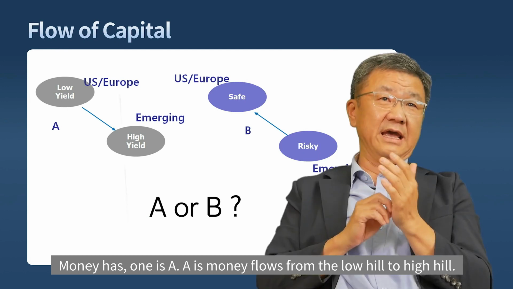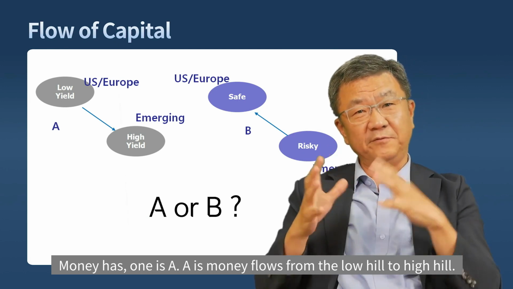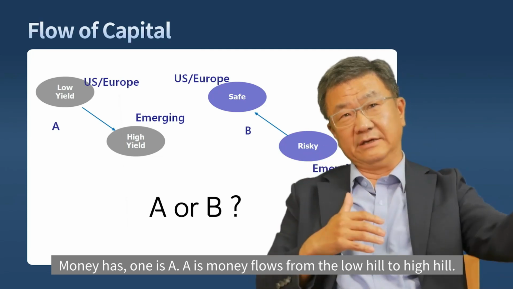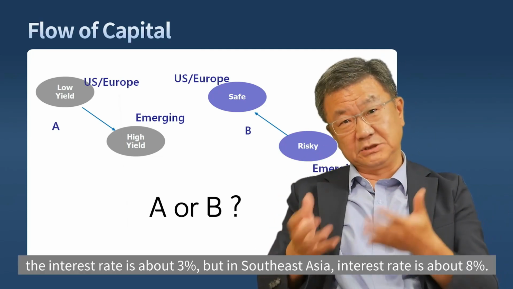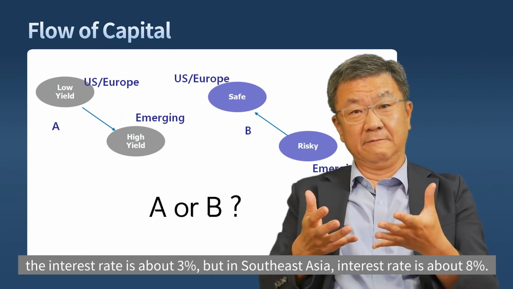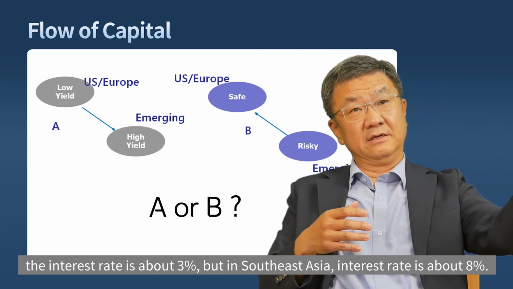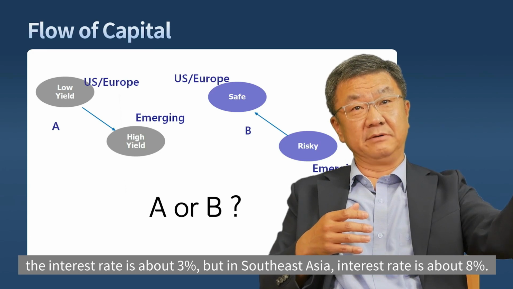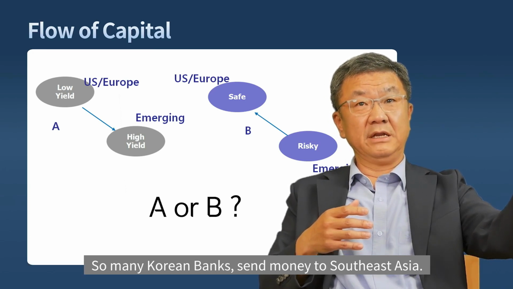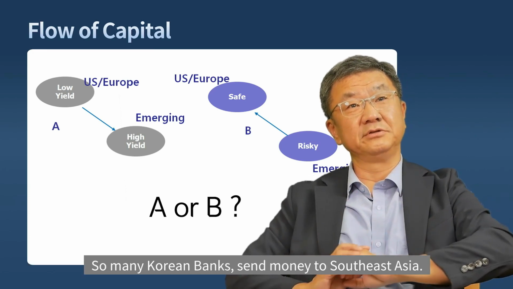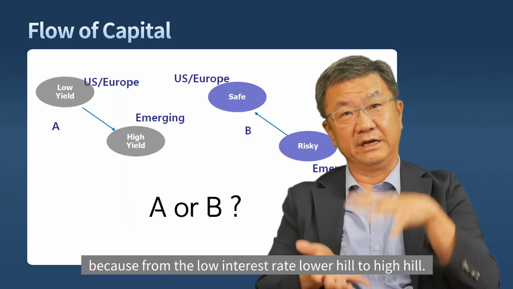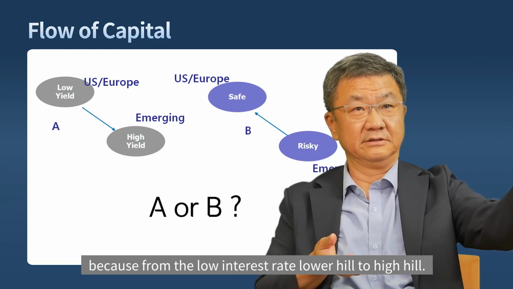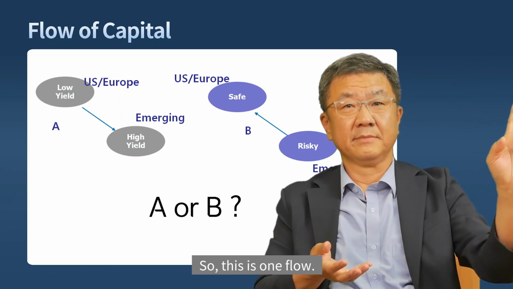One is A. In A, your money flows from low yield to high yield. So for example, in Korea, the interest rate is about 3%, but in Southeast Asia, the interest rate is about 8%. So many Korean banks send money to Southeast Asia. The money is flowing from the low interest rate, low yield, to high yield. So this is one flow.